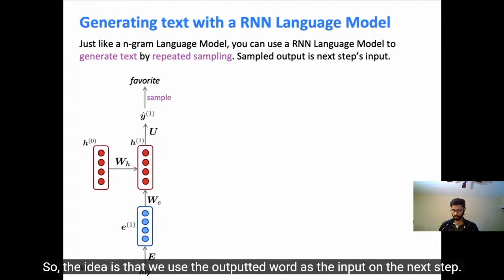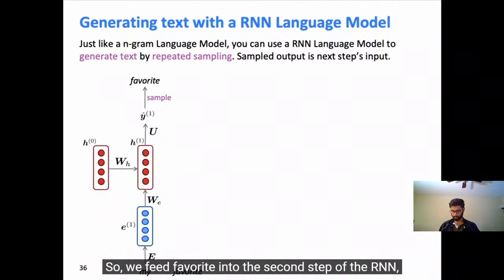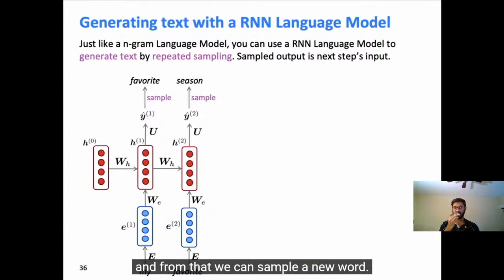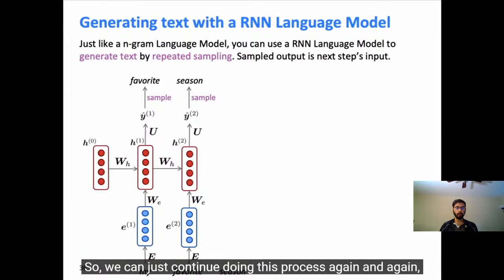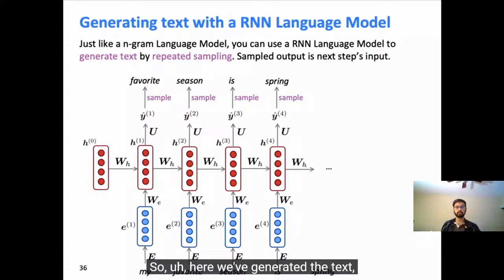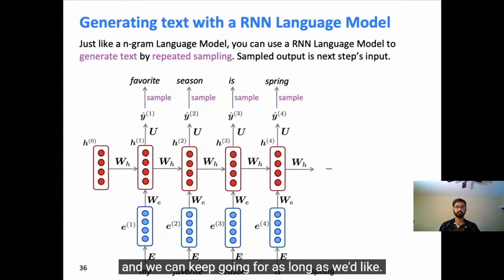So the idea is that we use the outputted word as the input on the next step. So we feed favorite into the second step of the RNN, we get a new hidden state, and again we get a new probability distribution, and from that we can sample a new word. So we can just continue doing this process again and again, and in this way we can generate some text. So here we've generated the text, my favorite season is spring, and we can keep going for as long as we like.